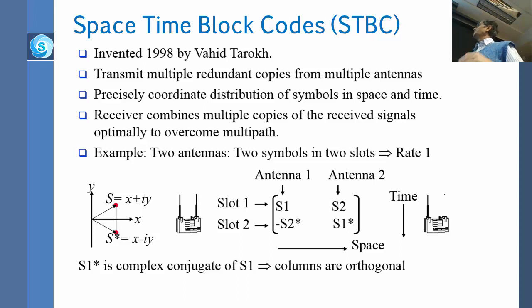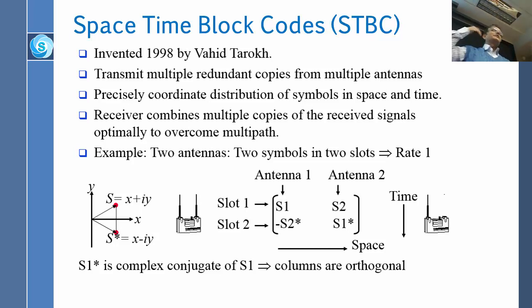And with some mathematics, it can be shown that this is much better, and this is called space-time block code, because we are doing space. Space is here, antennas are spaced. Space is antenna, and time is here, time 1 and 2. So this is called space-time block code. This was invented by Vahid Tarokh in 1998, and it started a whole new series of STBCs.